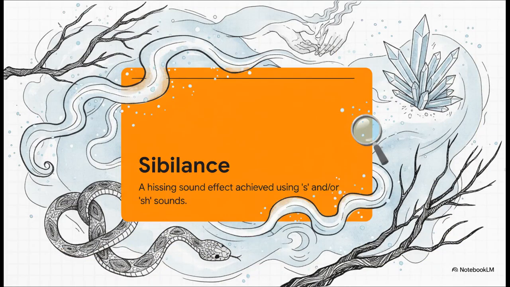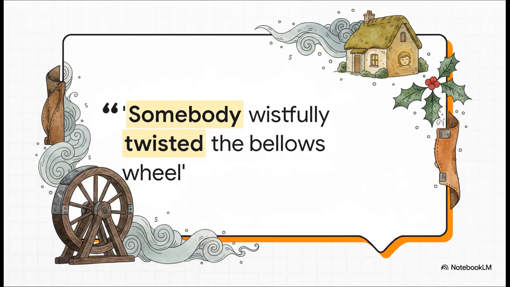He also masterfully employs sibilants. This is a specific type of alliteration that creates a hissing or hushing sound effect, achieved by repeating S or sh sounds close together. "Somebody wistfully twisted the bellows wheel." The crucial point here is how those repeating S sounds, somebody wistfully twisted bellows, manipulate the auditory pacing.